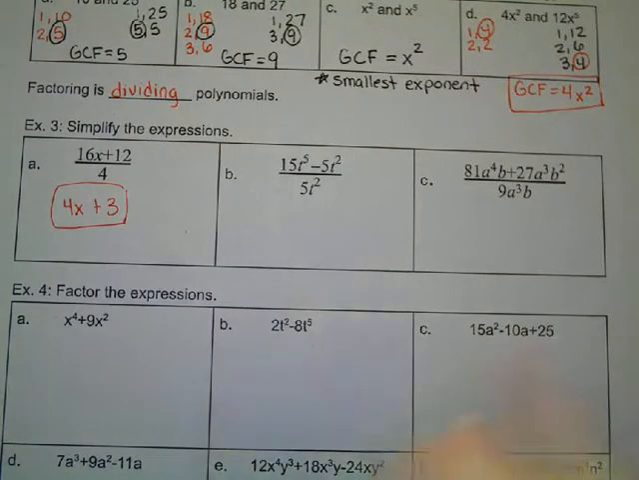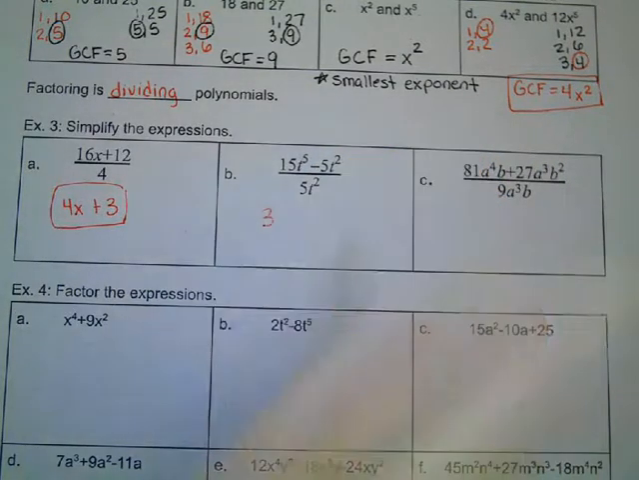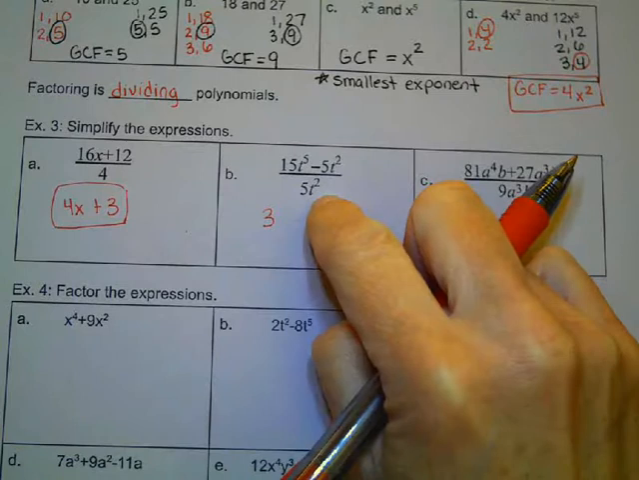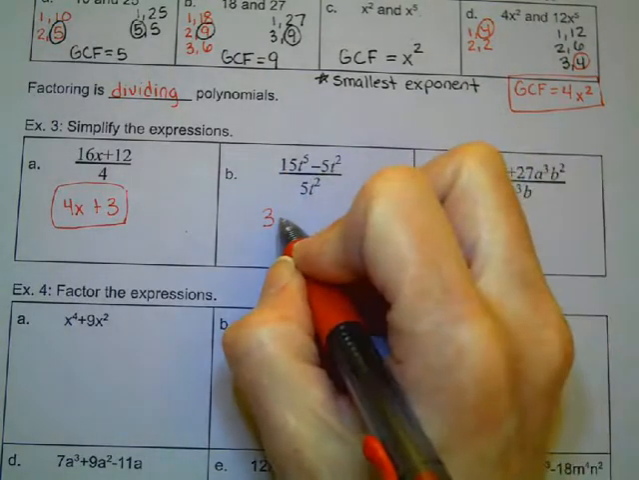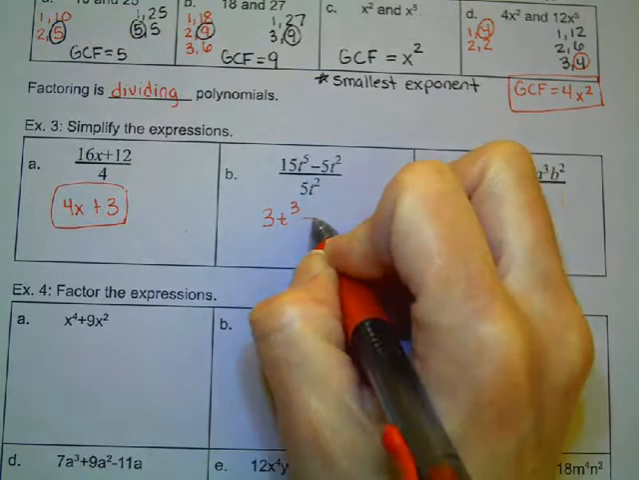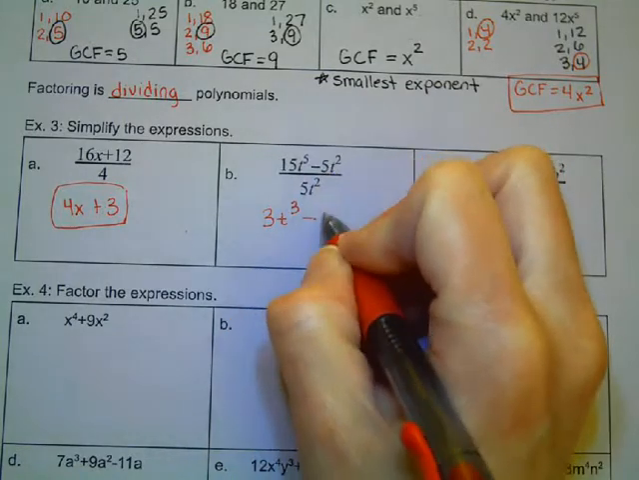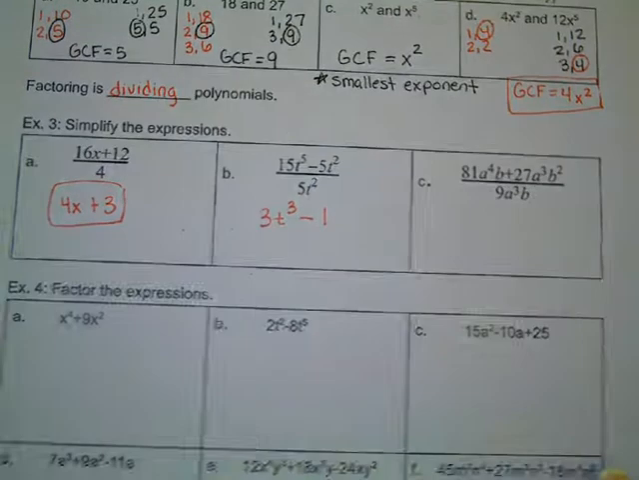15 divided by 5 is 3. And if you remember from last chapter, when we divided these, we subtracted the exponents. So 5 minus 2 gives me t to the third. Bring down my minus. 5 divided by 5 is just 1. And 2 minus 2, there's no t's left with that. So this would just be the answer.